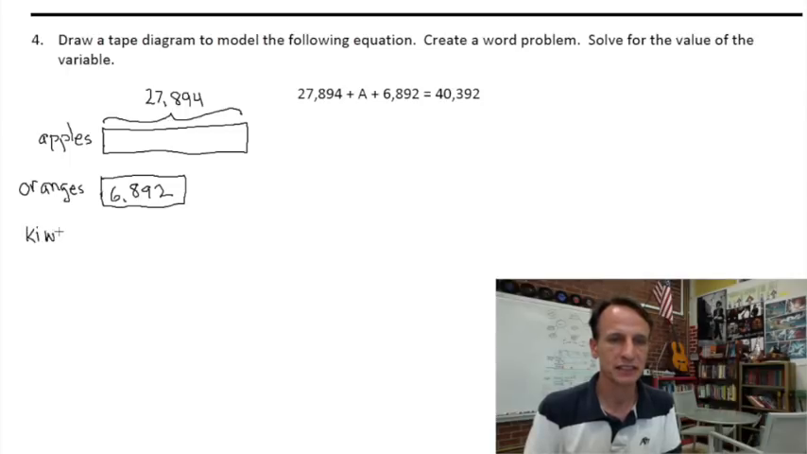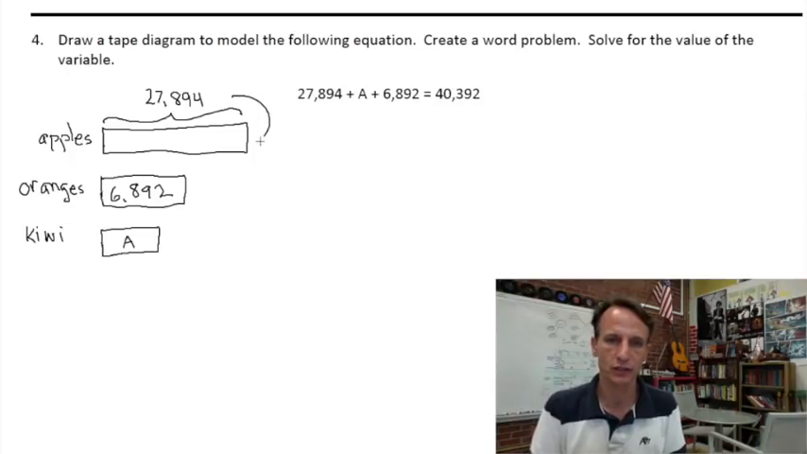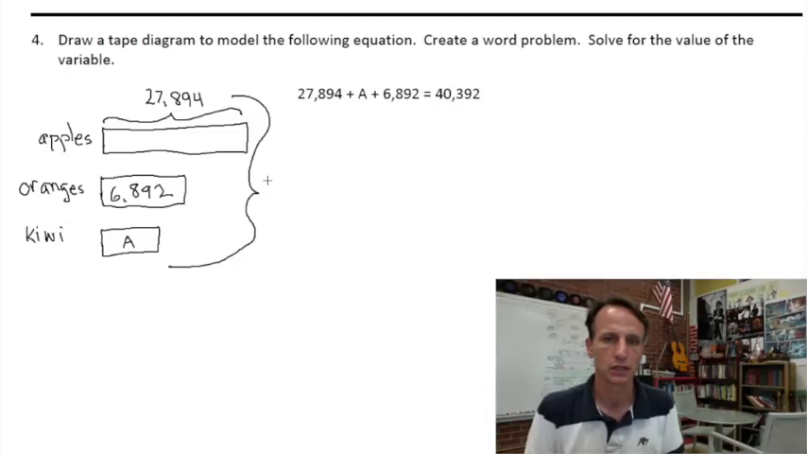They're fuzzy. Yes, they are. Okay, so kiwi is going to be our variable A. And now this 40,392, well, that's everything all together. That's all the fruit in the fruit truck.